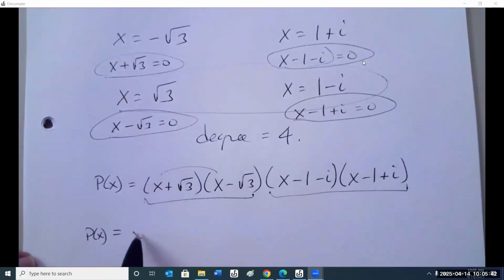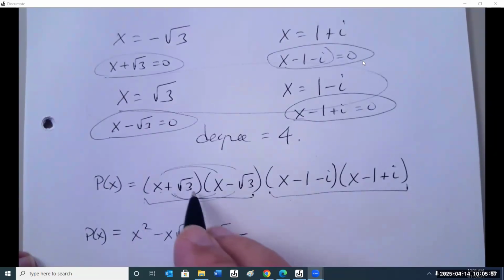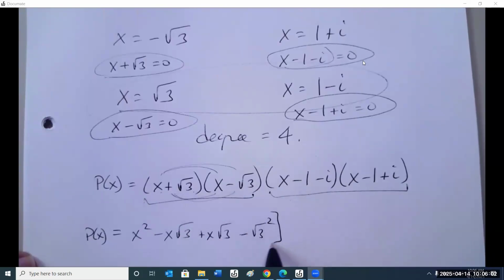x times x is x squared. Negative x radical 3. Positive x radical 3. And then positive times negative is negative radical 3 times radical 3, radical 3 squared. That's the first one.